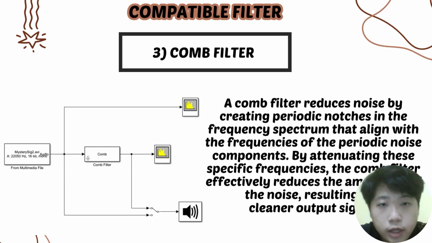After that, we change the filter to a different type of filter available in Simulink, which is the comb filter. A comb filter reduces noise by creating periodic notches in the frequency spectrum that align with the frequencies of the periodic noise components. By attenuating these specific frequencies, the comb filter effectively reduces the amplitude of the noise, resulting in a clearer output signal.